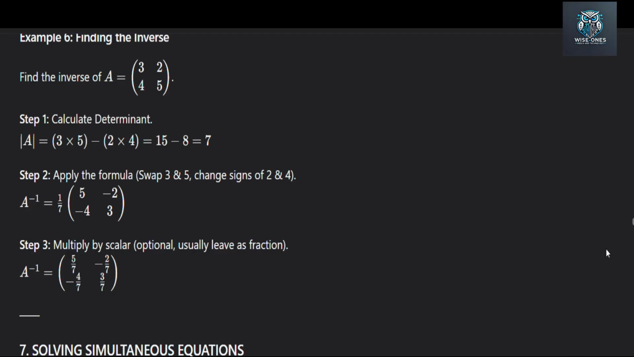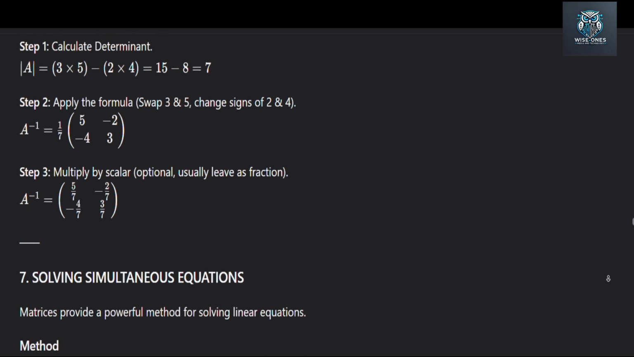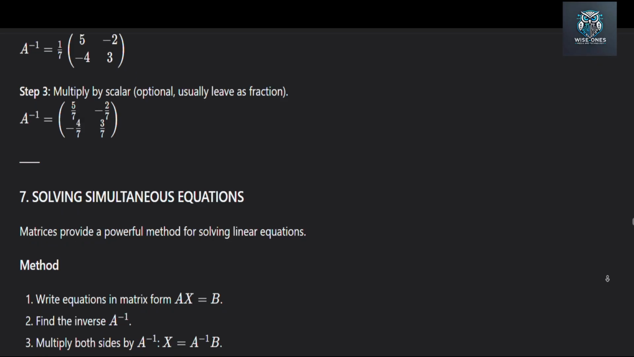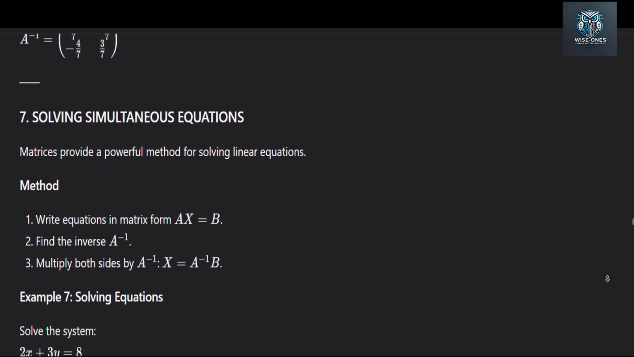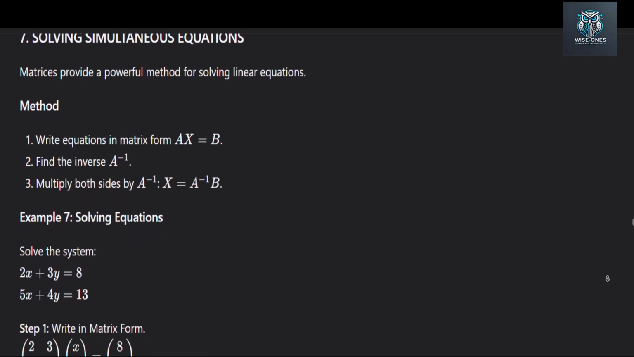Step 3, multiply by scalar. This is optional. Usually we leave it as a fraction. But if we multiply, we get first row 5 sevenths, negative 2 sevenths. Second row negative 4 sevenths, 3 sevenths. Answer, A inverse equals the matrix with fractions as above.